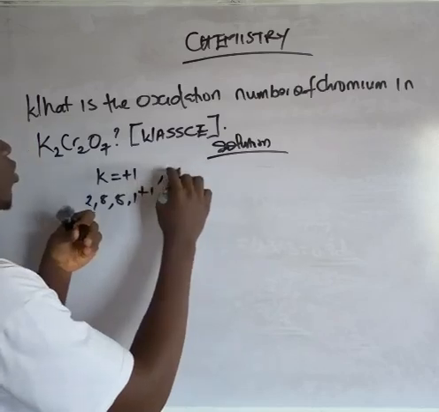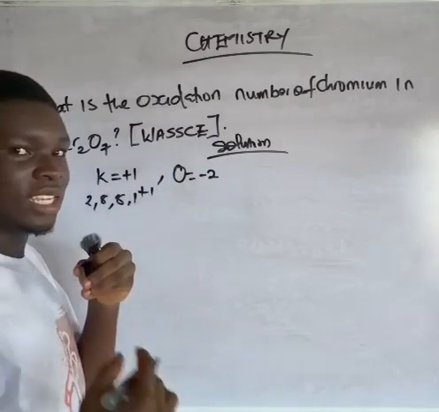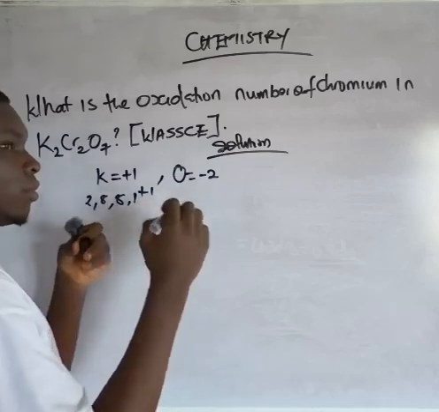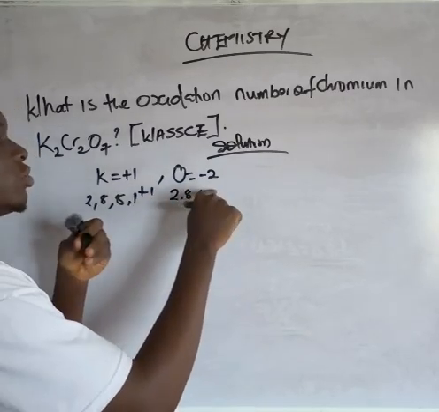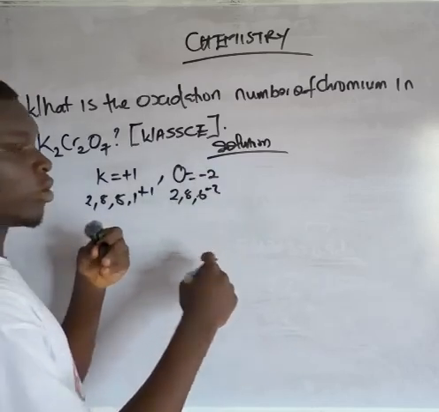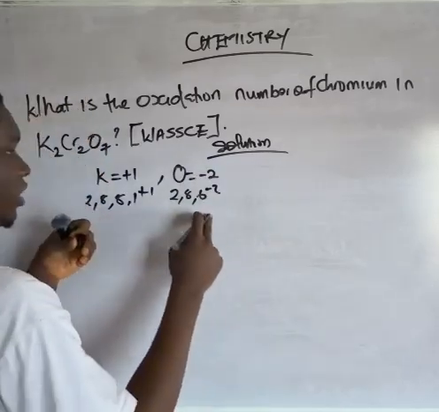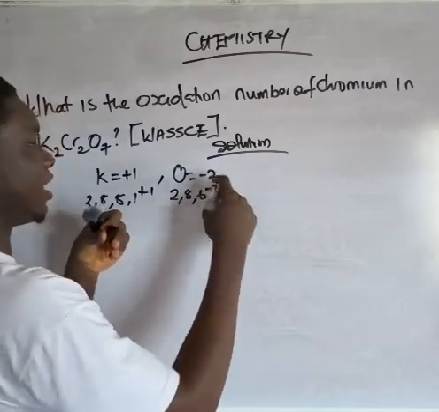And also, oxygen has an oxidation number of -2 because oxygen has an atomic number of 8, which is 2 and 6. It needs 2 electrons to make it a complete octet structure. So that is why it has -2.